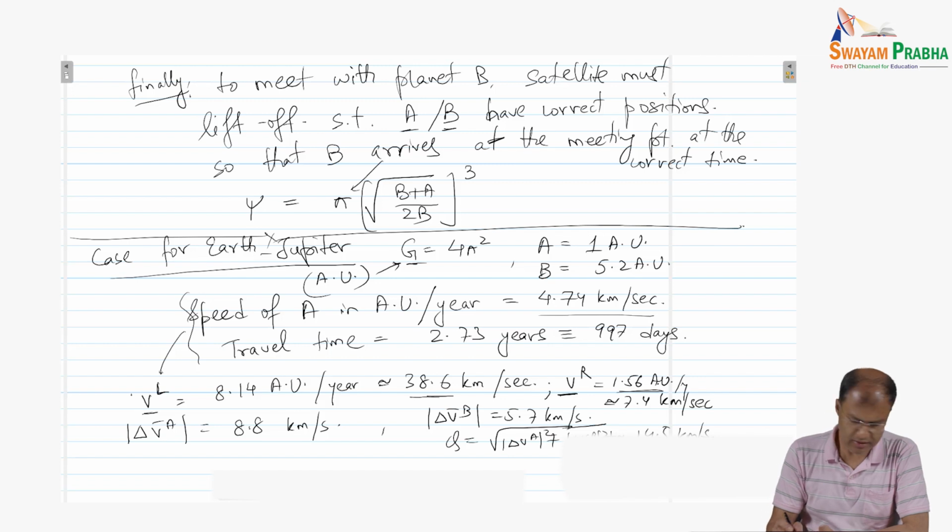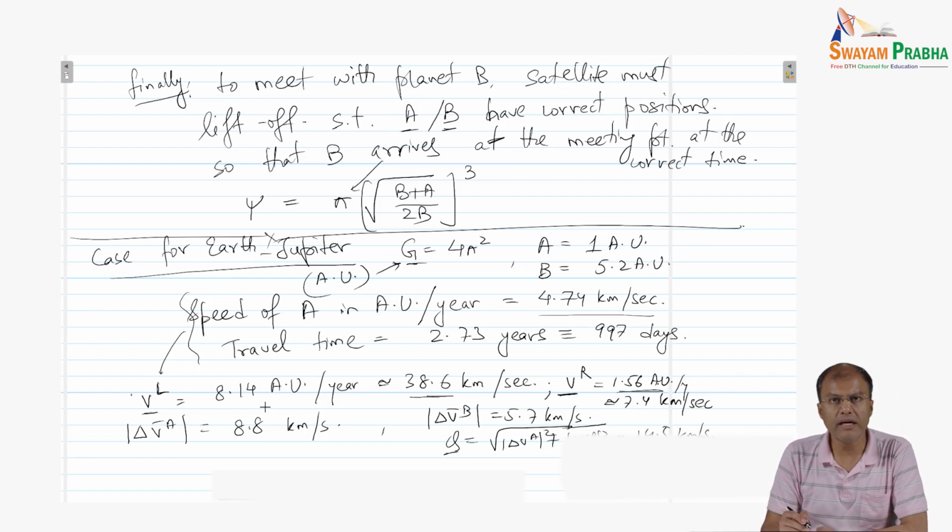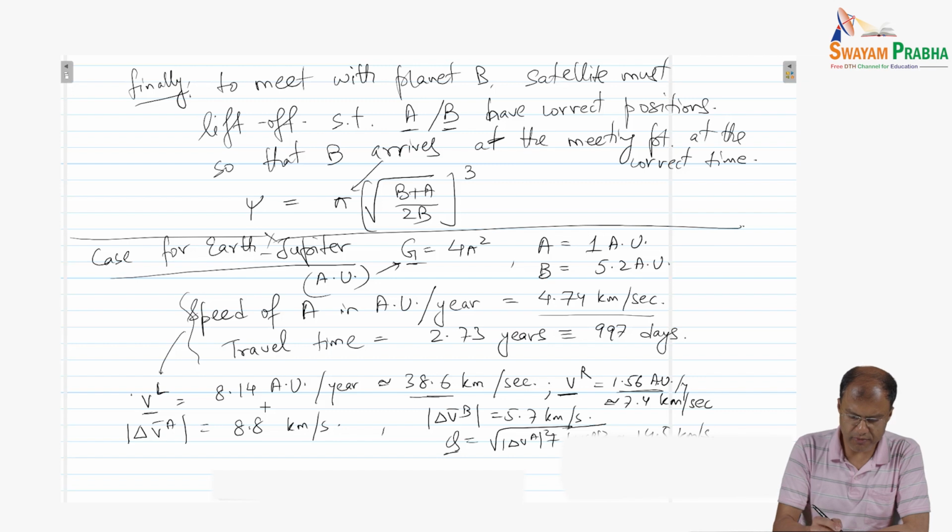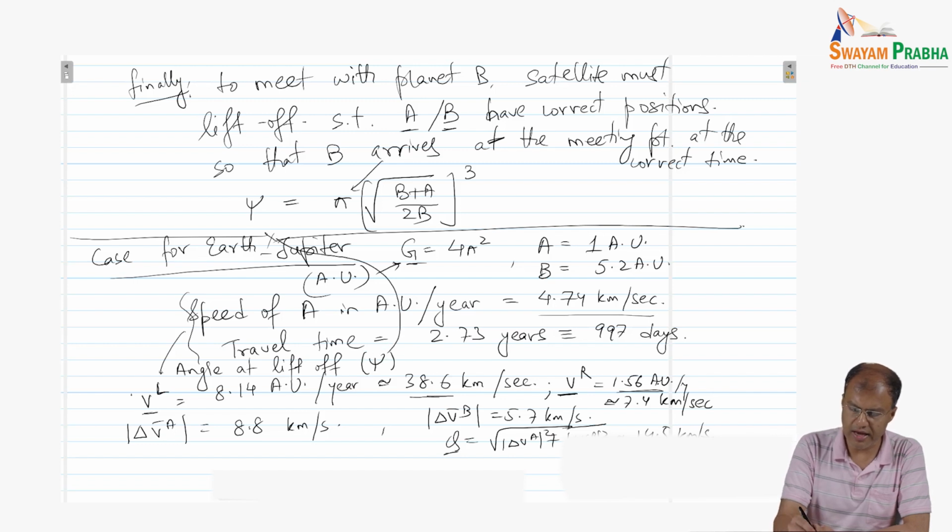Okay, so these are the different values. Now there is a little more information I want to mention here. Let me provide you a bit more data. The angle at liftoff, which is what I'm talking about, is the psi. This psi here. The angle at liftoff is 83 degrees.